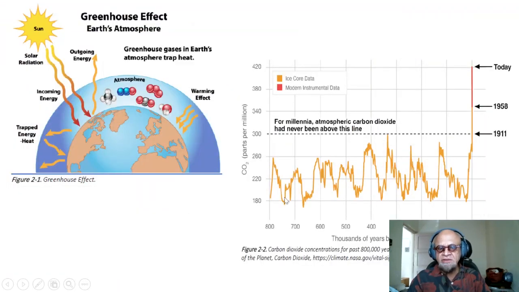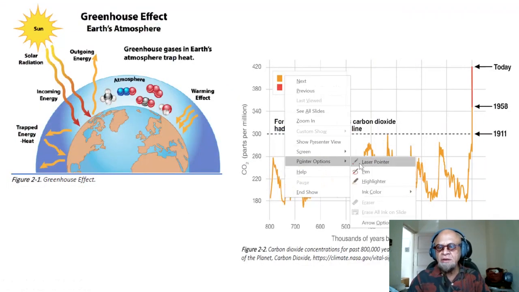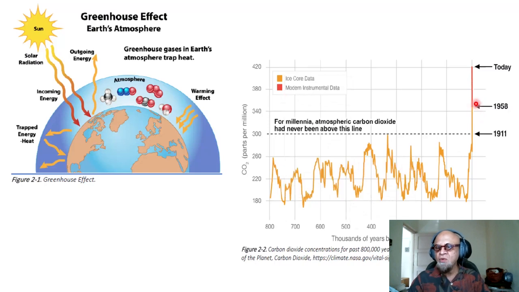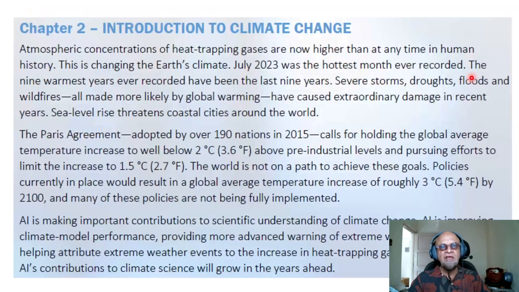Okay, so there are lots of details in this nice plot, and what you want to focus on is how rapidly we have increased CO2 in modern times, that we have gone beyond anything we have seen for millions of years. So for millennia, atmospheric CO2 had never been above this line, and we are obviously warming because of that. So quickly then, what is the climate change chapter covering in this book? Atmospheric concentrations of heat-trapping gases are now higher than at any time in human history. This is changing Earth's climate.